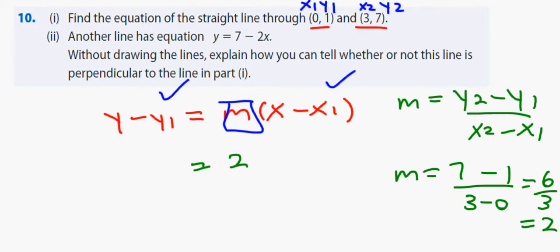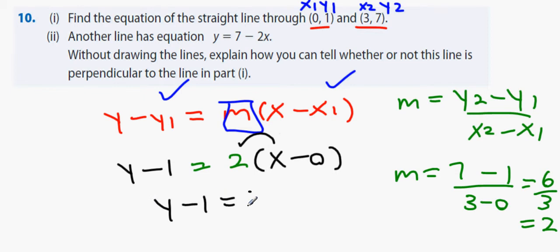Now we can just multiply it out. So we're going to get 2 into x minus 0. And then we're going to get y minus 1. Multiply it out. y minus 1 equals 2x. You can bring the 1 over to your side. y equals 2x plus 1.